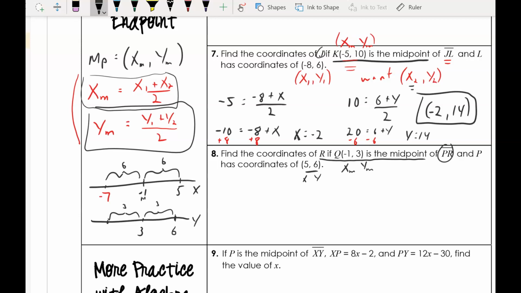And if I go from 3 a distance of 3, I'm going to end up at 0. I should have written that in red so that we can emphasize that that's the other endpoint that we're looking for. Okay, so there's our other endpoint. It's at -7, 0.